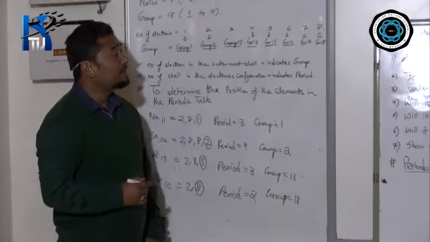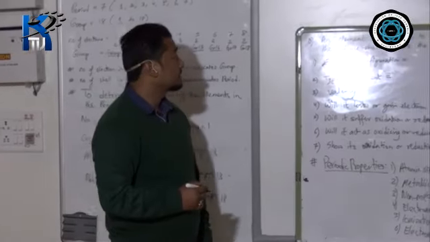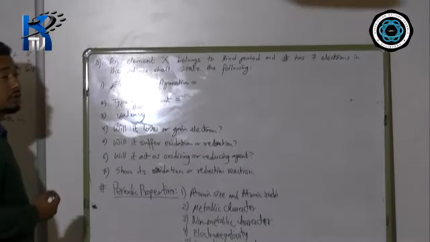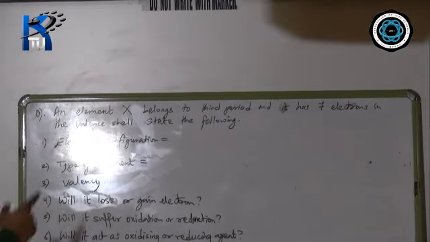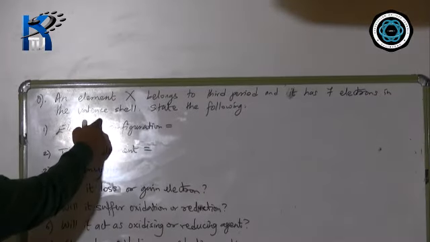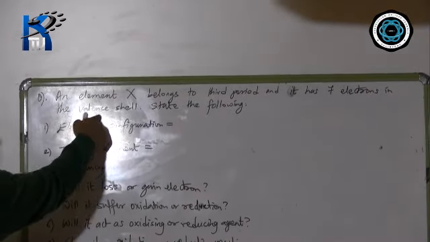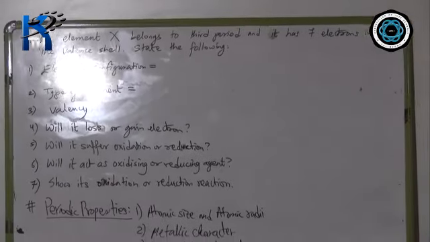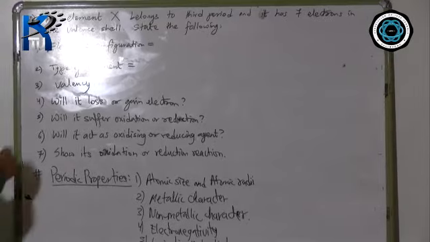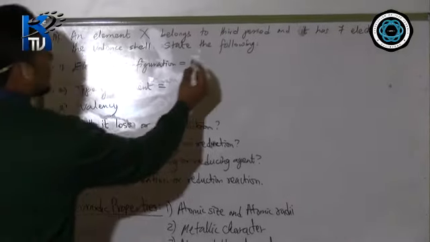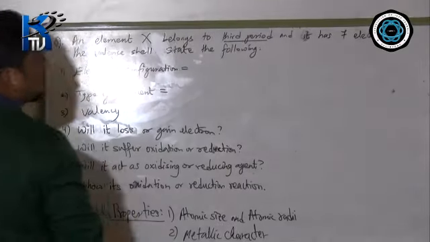Now let us see one application-based question regarding this. If you see this question, an element X belongs to the third period and it has 7 electrons in the valence shell. Valence shell means outermost shell. Now state the following. So these are the 7 things you have to determine from this question. Number 1, you have to determine the electronic configuration. Now let us see how to do it. It belongs to which period? It has been said third period.